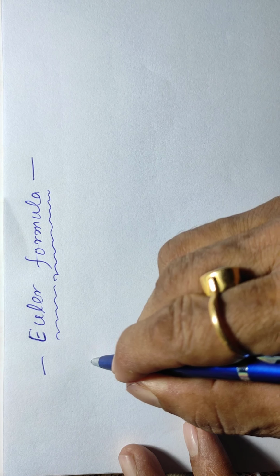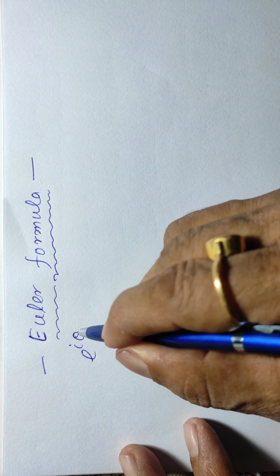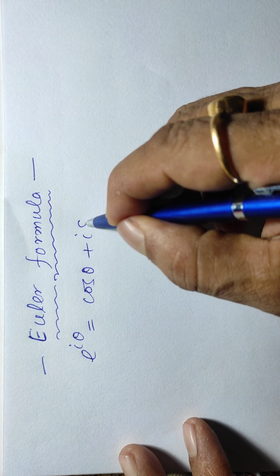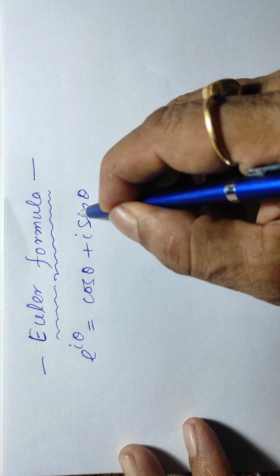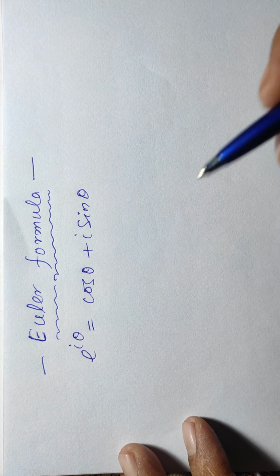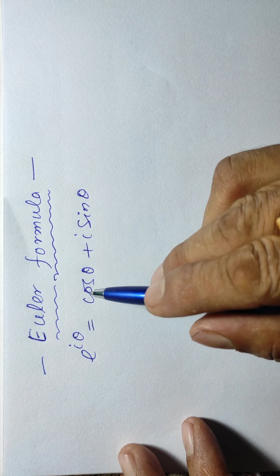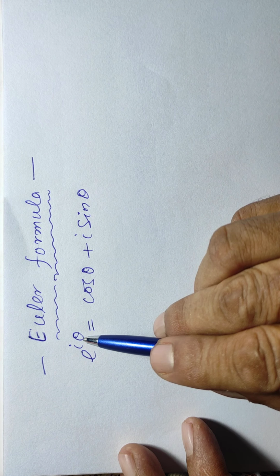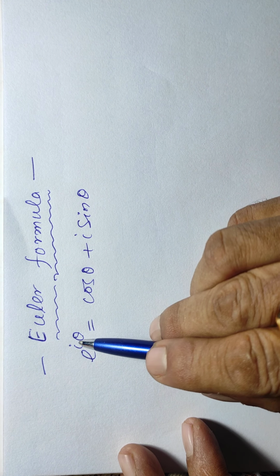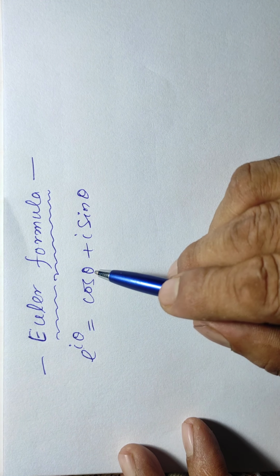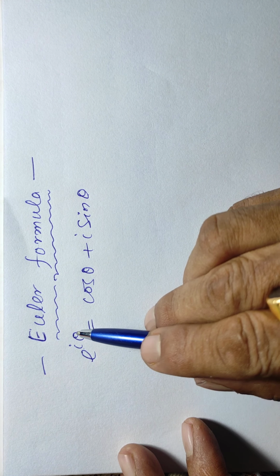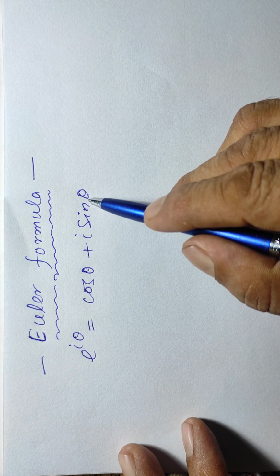So see here, the Euler formula is e to the power i theta is equal to cos theta plus i sin theta. And I am dealing with complex numbers, clear? i is equal to root over of -1. So e to the power i theta is equal to cos theta plus i sin theta. Remember, the symbol which is attached with i is the variable. If I write e to the power 2i, it will be cos 2 plus i sin 2.